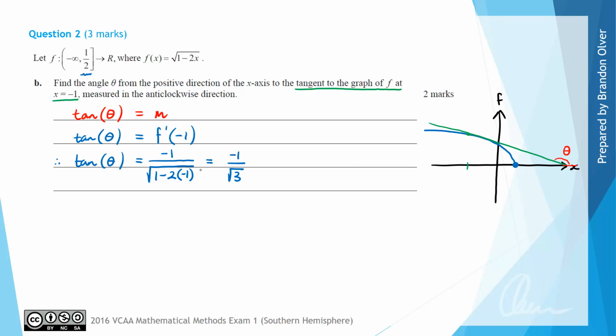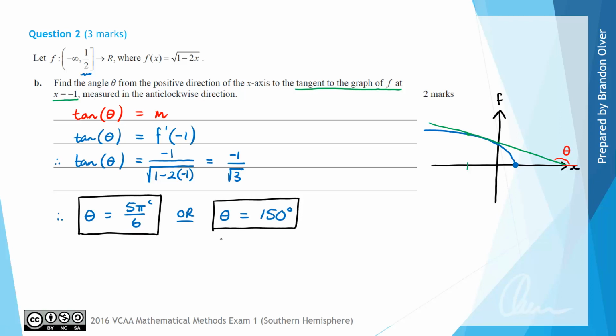And now this is an exact value that we need to remember for tan, and based on our diagram we can see that it is between 90 degrees and 180 degrees, so it's an obtuse angle. And we know that that angle in radians would be 5 pi on 6, or alternatively the angle is equal to 150 degrees. So either of those answers would be accepted here, and that is the angle that is created by the tangent line at x equals negative 1 and the positive direction of the x-axis.